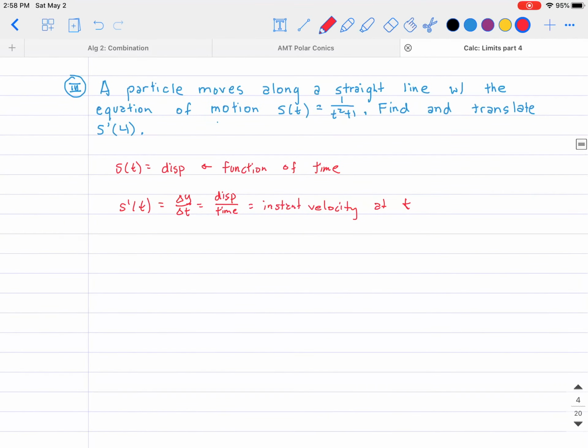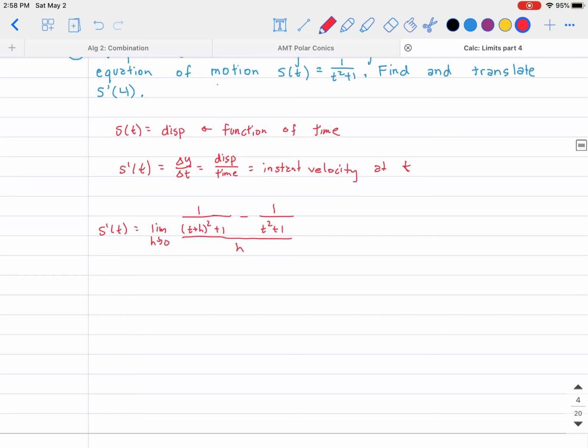So let's go ahead and see if we can solve for this then. First off, s prime of t, we are going to have the limit as h approaches 0 of s of t. Let's go ahead and replace that. So it should say the following: 1 divided by t plus h quantity squared plus 1, and then minus 1 over t squared plus 1, all divided by h. Okay, so that looks really, really nasty looking, but I think we can kind of algebra our way out of this one, hopefully.